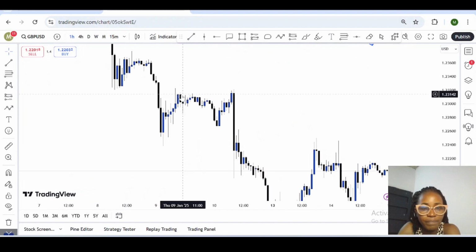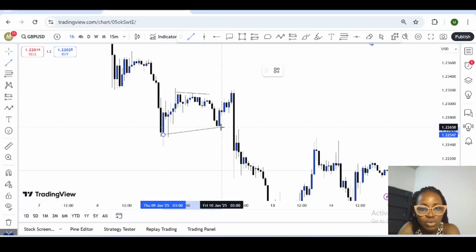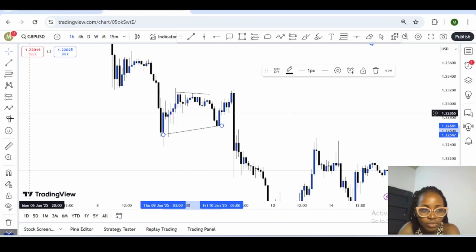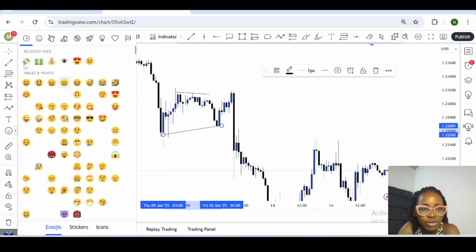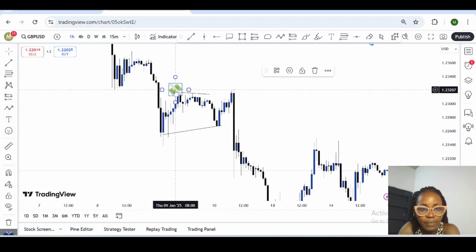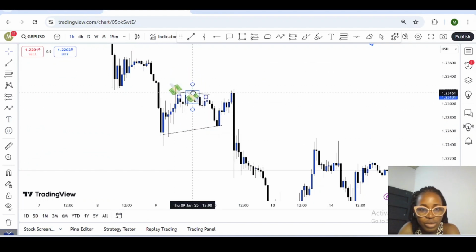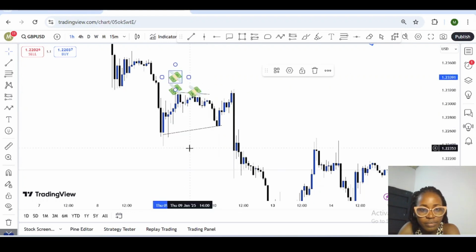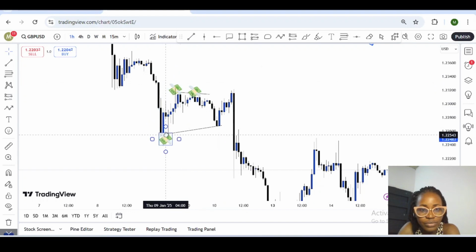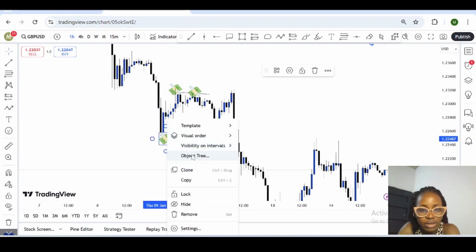Okay, look at this one here. We have this here. We have double top here. And we also have this here. Double bottom, or you can call it equal low and equal high. Okay, so let me use this dollar sign. So we have liquidity here. We also have liquidity here. We have another one here below here. And we also have another here.